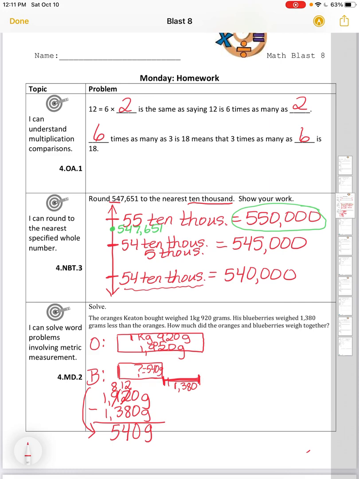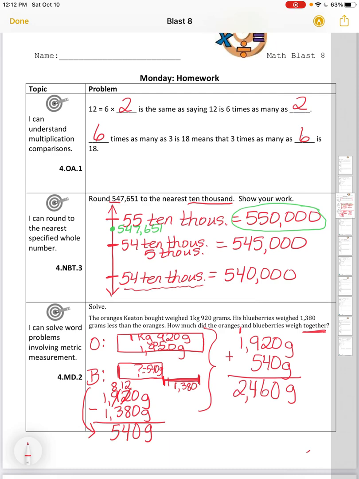The question was, how much do the oranges and blueberries weigh together? So now I want to put these weights together. 1,920 grams for the oranges and 540 grams for the blueberries. And I'm going to add them. So we'll still have grams as our unit, no ones, 6 tens, 14 hundreds. We'll leave 4, bundle 10 of those hundreds and make 1,000. 1,000 and 1,000 is 2,000. So we can make a statement here. Keaton's oranges and blueberries weigh 2,460 grams together.